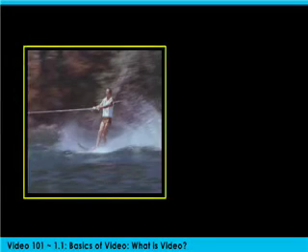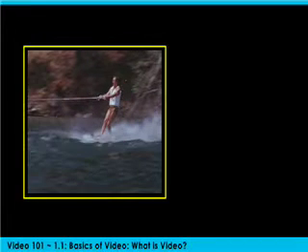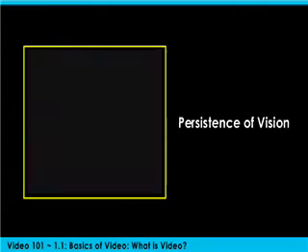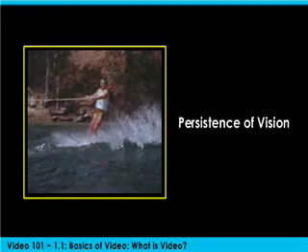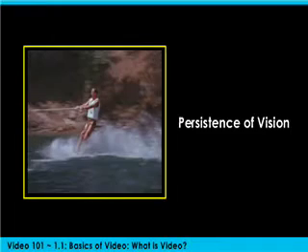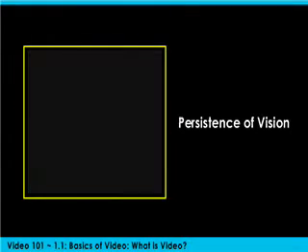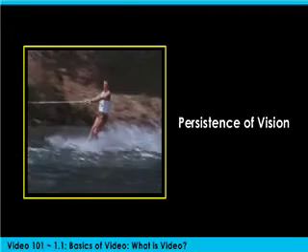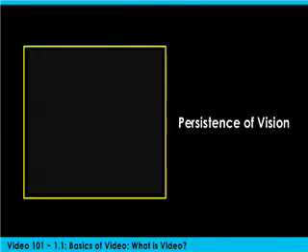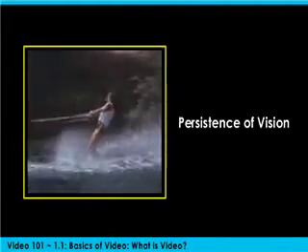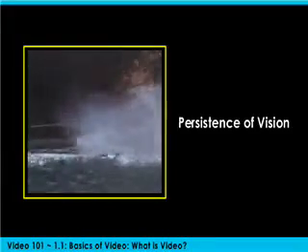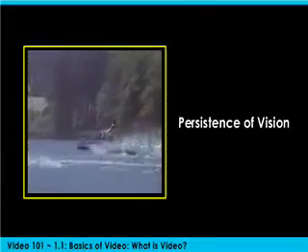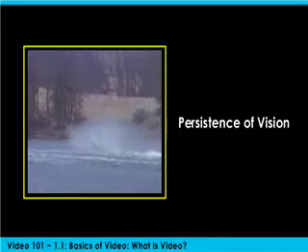Video, like film, relies on a trick of the human eye called persistence of vision. When a series of still photographs are displayed in rapid succession, the eye's retina retains each image for a split second. When the images follow each other at a particular rate of speed, the human brain melds the individual images together, resulting in the illusion of motion.